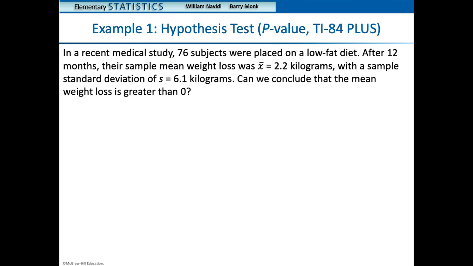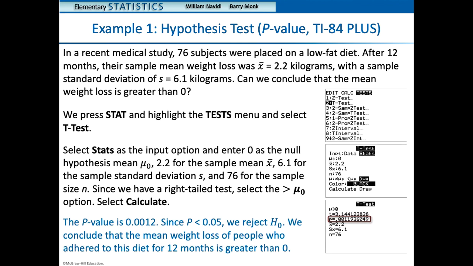Right, so here's our example. Can you conclude that the mean weight loss is greater than 0? So highlight the test menu, select t-test, make sure that stats is selected as your input option. For mu sub 0, type in 0 because that's the value corresponding to the null hypothesis, which is that mu equals 0. X bar is the sample mean. That is given as 2.2. SX is the sample standard deviation. That is given as 6.1. Type that in. N is the sample size, which is given as 76.